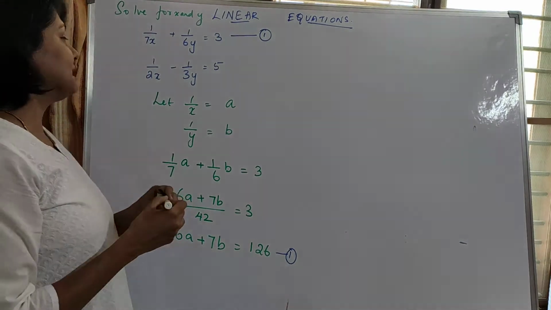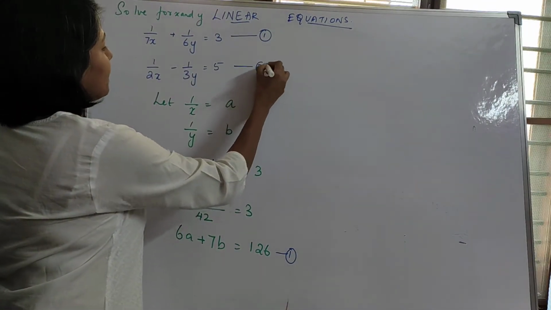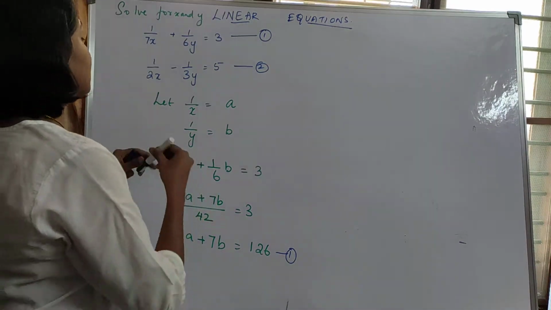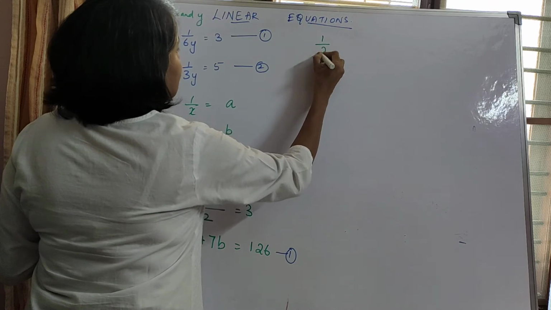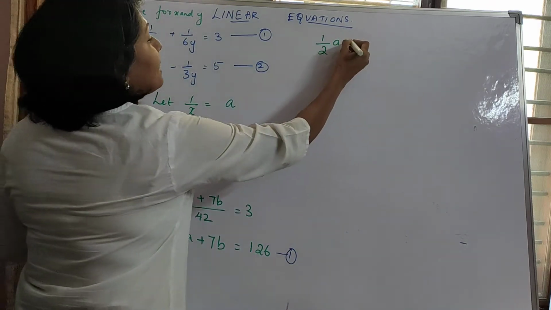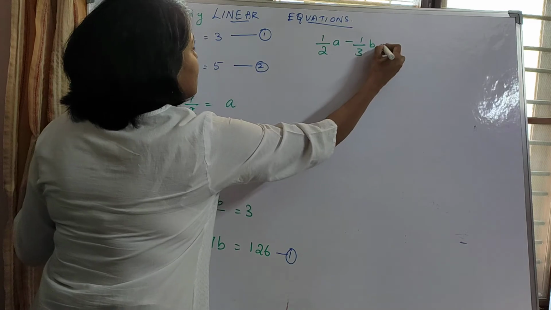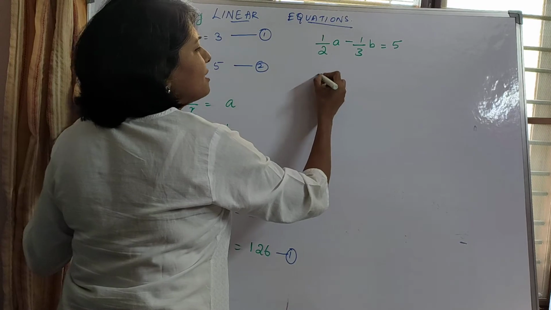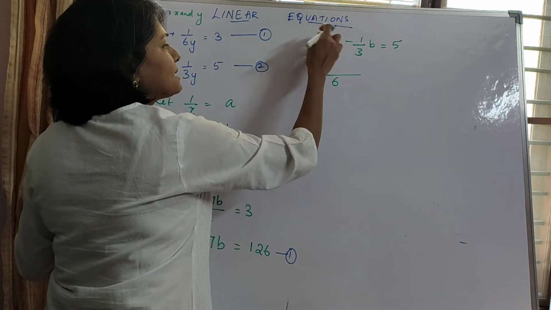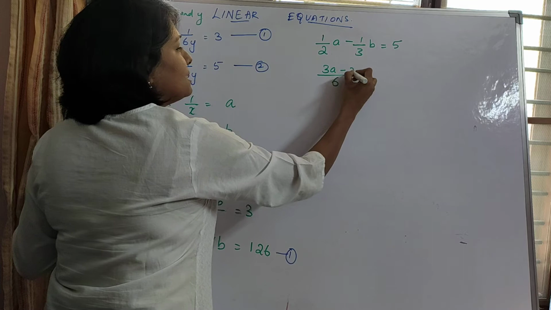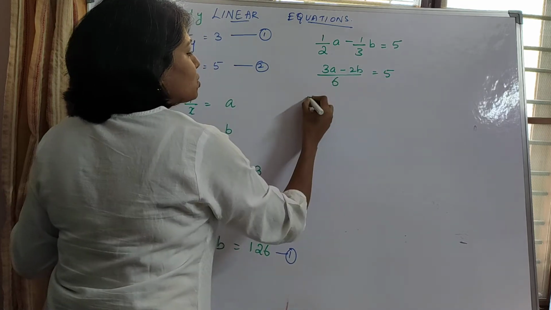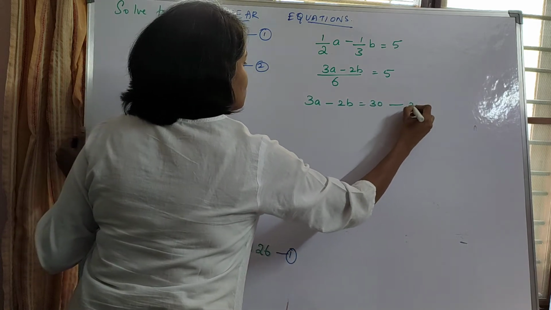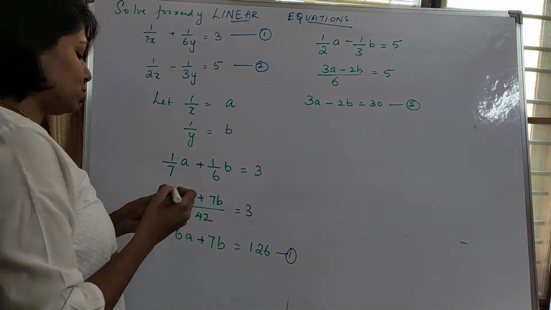Now let's see how we replace equation 2. Again, as I said, this is 1 by 2 into 1 by x. So equation 2 would be written as 1 by 2a minus 1 by 3b is equal to 5. Again, let's remove the fractions. The LCM is 6, so 3a minus 2b is equal to 5 becomes, with the 6 multiplied across, 3a minus 2b is equal to 30. This is equation number 2.